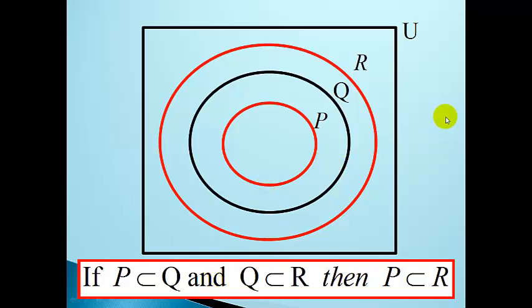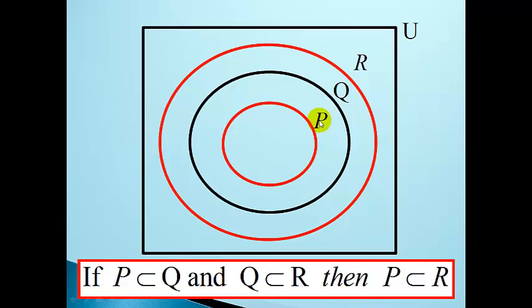Now let's consider the Venn diagram. If P is a subset of Q, we can see that P is within Q, and Q is also a subset of R. That is, Q is a subset of R. We can also see that Q is within R. Then we can say that P is a subset of R.